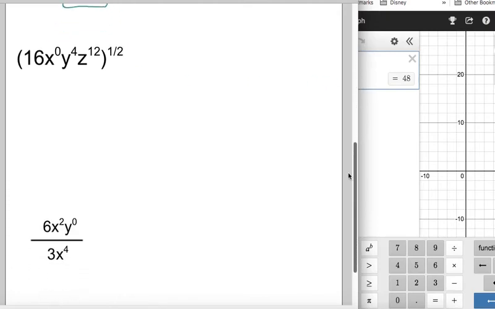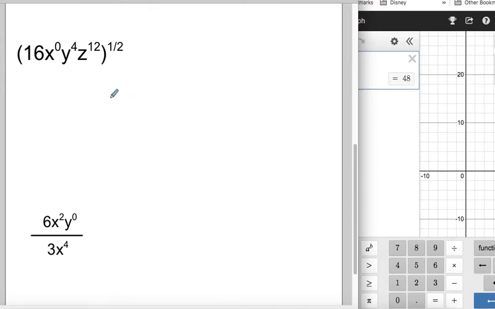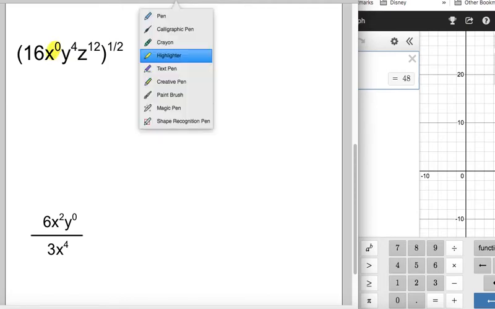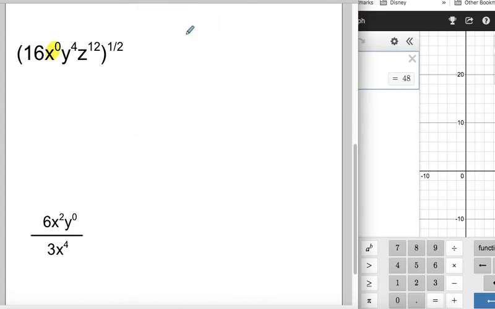I love that kind because they always look really scary, and then when they end up being so easy to do, it's exciting. This one here, we have power to power. We do have a 0 in there. It's showing up on the x here. But the first thing we're going to do is apply that power to power rule.